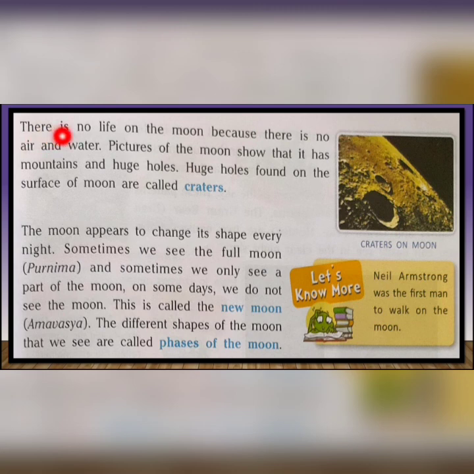There is no life on the moon because there is no air and water. In our Earth, life can be found because Earth has air and water. But on the moon, there is no life because there is no air and water, right?